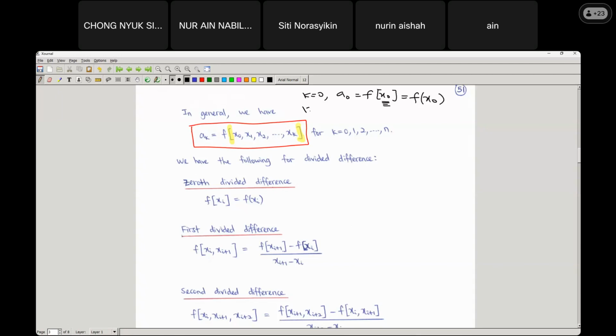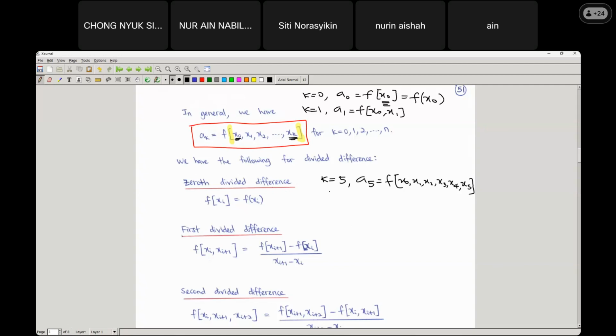Now if your k is equal to 1, that means I have A1, so my last x here is x1, so I start from x0, comma, x1. If my k is equal to 5, that means my A5 is equal to f, starting from x0 up to xk. Now my k is 5, so I start from x0, x1, x2, x3, x4, and end at x5. So this will be your A5.